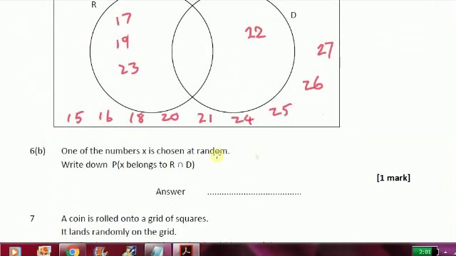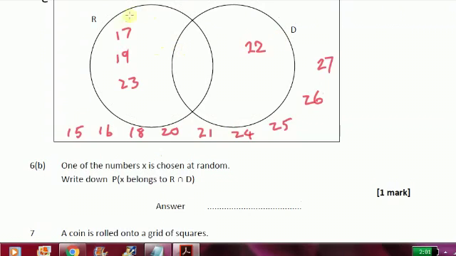Next part. One of the numbers is chosen at random. Write down probability that X belongs to R intersection D. So let's look for R intersection D. Intersection means numbers that belong to both R and D. So that is this set here, and in fact you can see there's no numbers in there, so it's just 0.